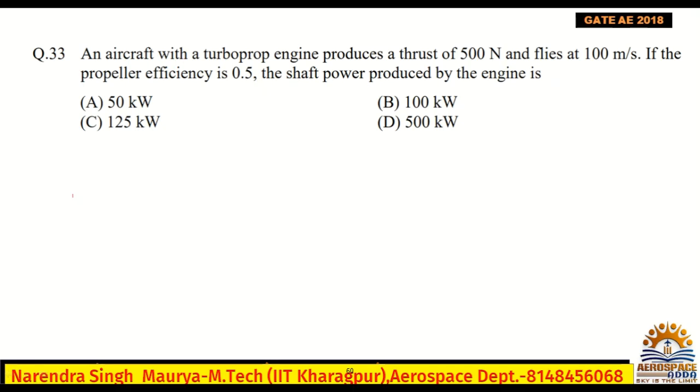This is problem number 33. An aircraft with turboprop. First turboprop question they have asked. Anyway, turboprop engine produces a thrust of 500 Newton and flies at 100 meter per second. If the propeller efficiency is 0.5, what is the shaft power produced by the engine? So, check.